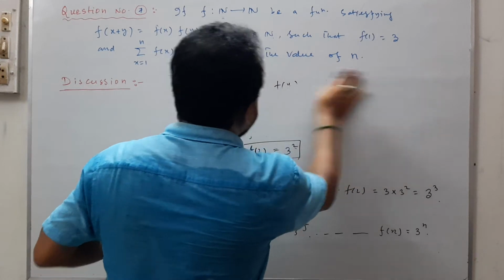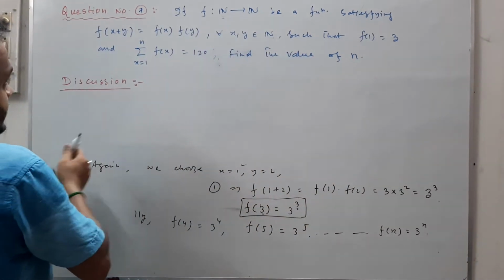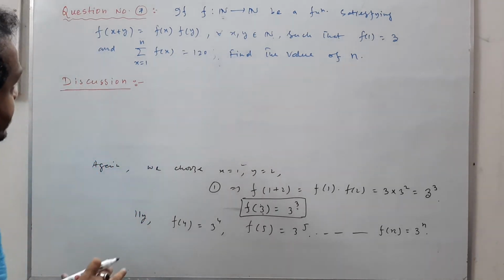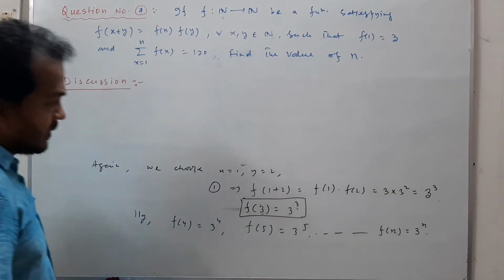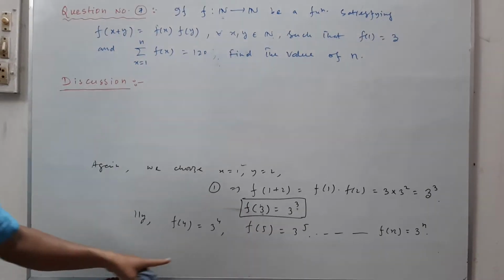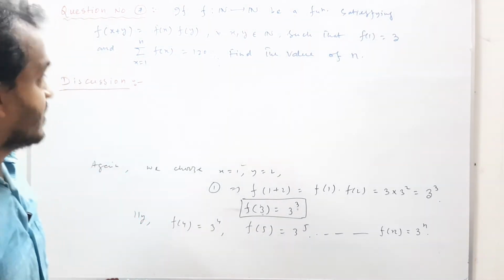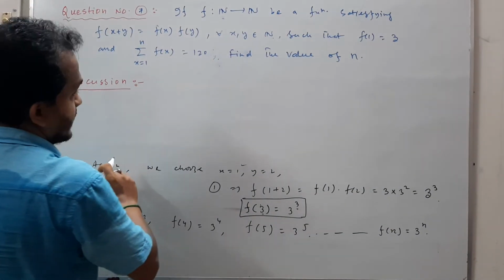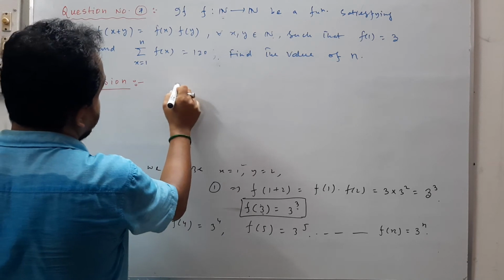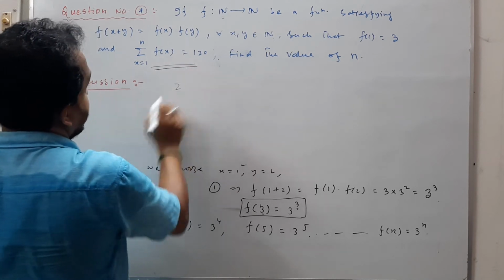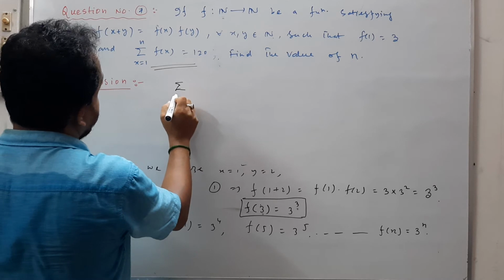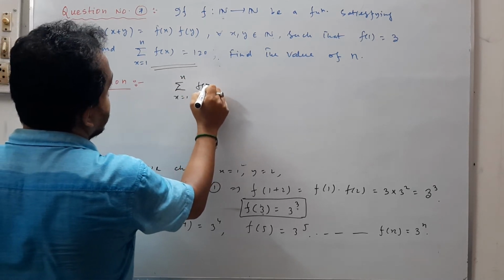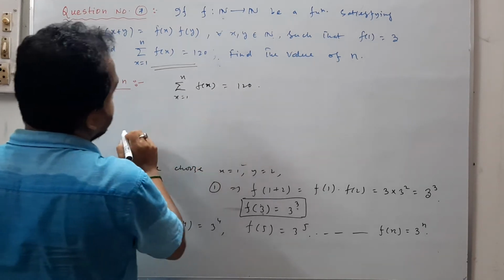Now, so we got all these terms in a pattern. This pattern is actually a geometric progression pattern, and using this we can find out the sum. Now what is the second relation? This second relation is the summation over x = 1 up to n of f(x) equal to 120. This is the second relation.